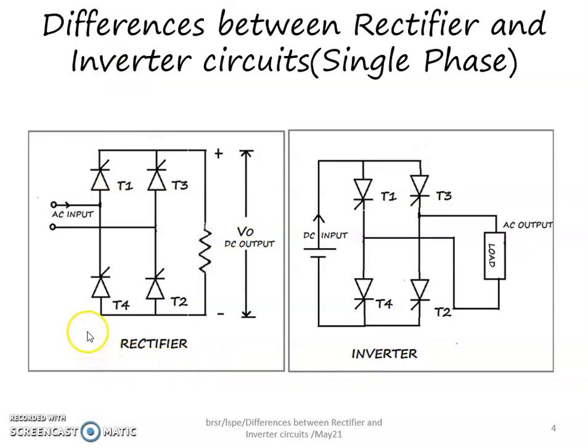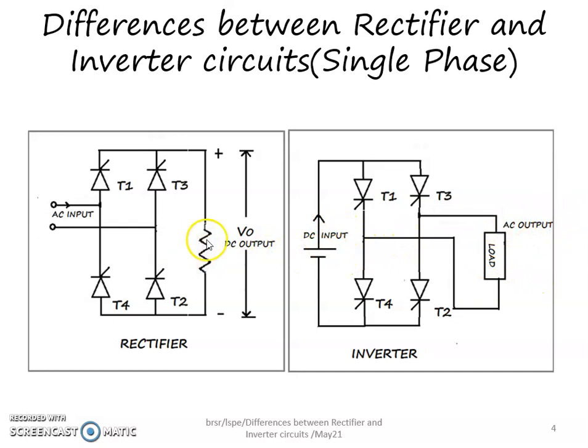The first difference is the thyristors have the gates facing upwards in the rectifier, and the thyristors have the gates facing downwards in the inverter. You can use the circuit 2 rectifier also, but circuit 1 which is shown in this rectifier is more easy to understand. So the difference between the rectifier and inverter is, in the rectifier input is AC, output is DC, whereas in the case of inverter, DC is the input and AC is the output.